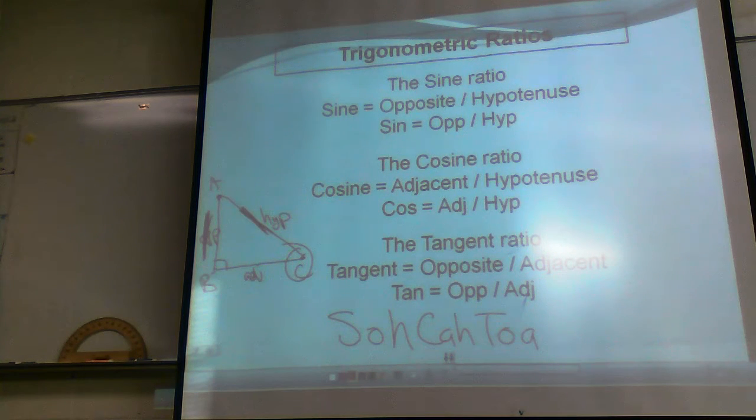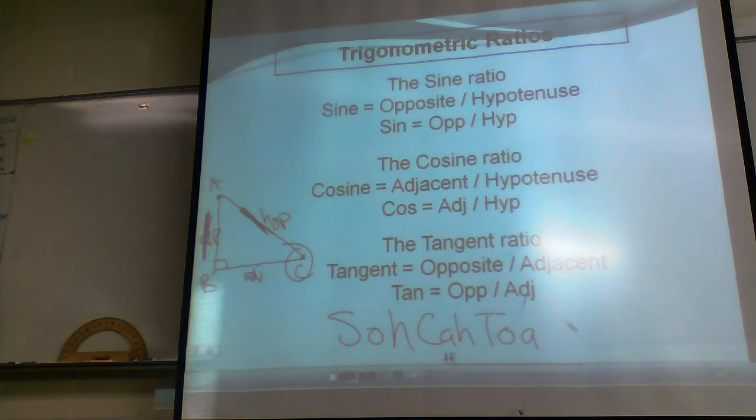Usually when I give this out, some people pick ones from here to help them remember what each part is. Because in order for you to actually use these things, you have to remember what the exact ratio is. Like you have to remember sine is the side opposite the angle over the hypotenuse. You have to remember the tangent is the side opposite the angle over the adjacent side. So on. Okay?